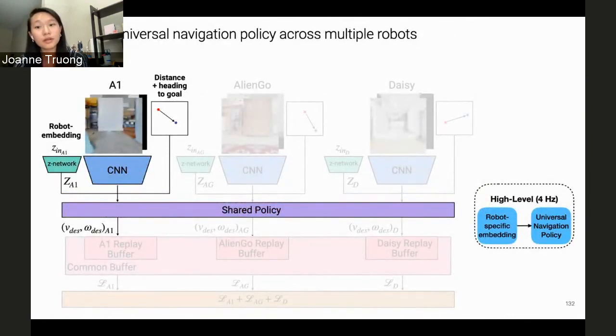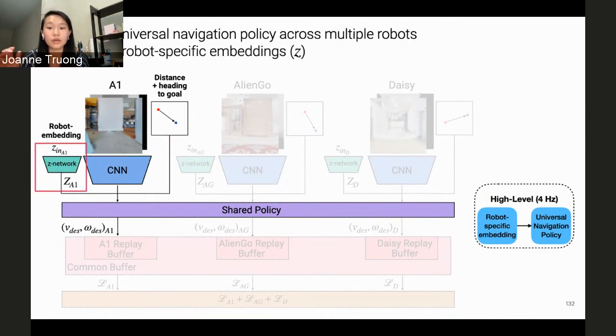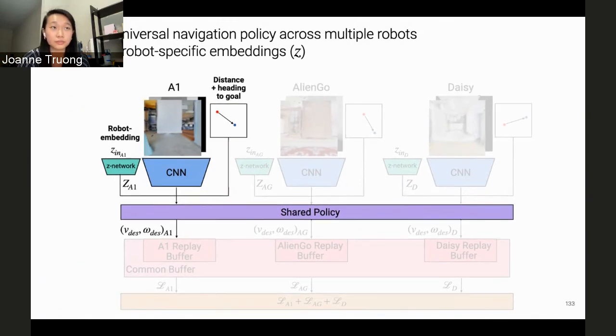The second part of this is that we learn a universal navigation policy across multiple robots. Here we're actually using soft actor critic, which we didn't introduce yet, but this is the off-policy algorithm that we decided to go with. The actor and critic are shared across all of our robots. The policy takes in as input an egocentric camera image, the goal coordinates specified in the robot's reference frame, and also a learned robot-specific embedding, which we denote as Z, which the policy uses to adapt to different morphologies.